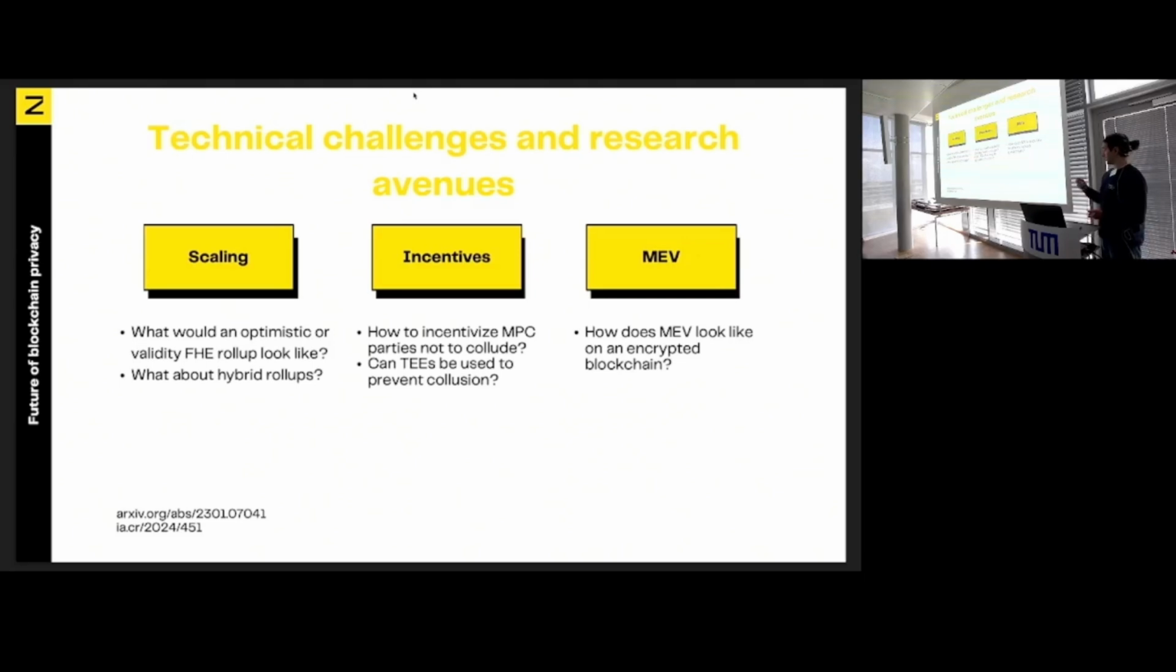And lastly, there's the big question of MEV, right? I don't think MEV in the context of private blockchains has been studied in depth. And there is this question about whether we can prevent sandwiching and front-running attacks, all the while allowing for arbitrage opportunities to maintain efficient markets.